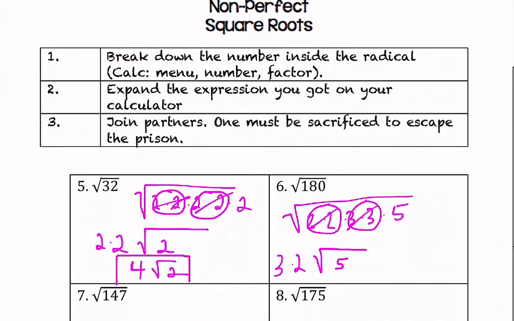All right, so now all I have to do is simplify. On the outside, I have a 3 and a 2, so 3 times 2 is 6. And inside the prison still was 5, all by himself.